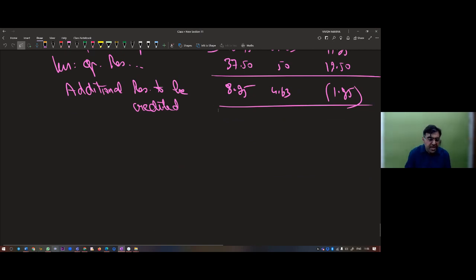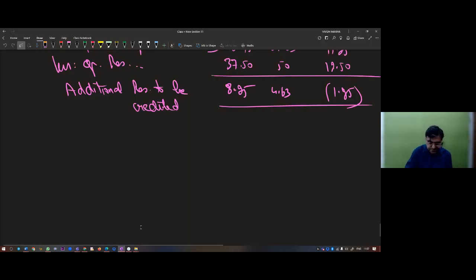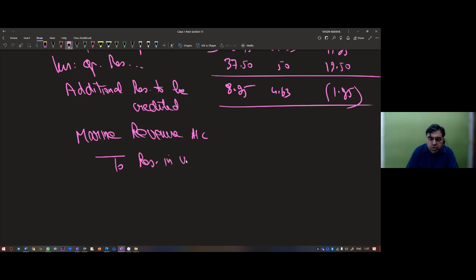Very important question, guys. Now you will record the entry, you will create the reserve. So you will debit marine revenue account and credit reserve for unexpired risk marine by 8.25, in lakhs, crores, whatever the figures are.